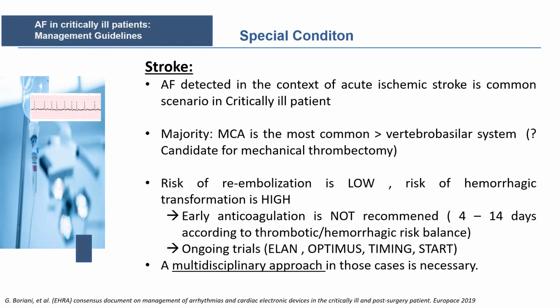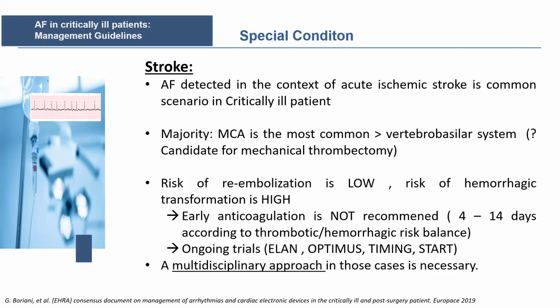Another thing to note in patients with AF and stroke is that the risk of re-embolization is opposite to what we usually might think. It's low. The risk of re-embolization is low. The risk of hemorrhagic transformation is high in this patient. And that's why in this patient, per guidelines, you do not give early anticoagulation once the patient develops stroke and AF.